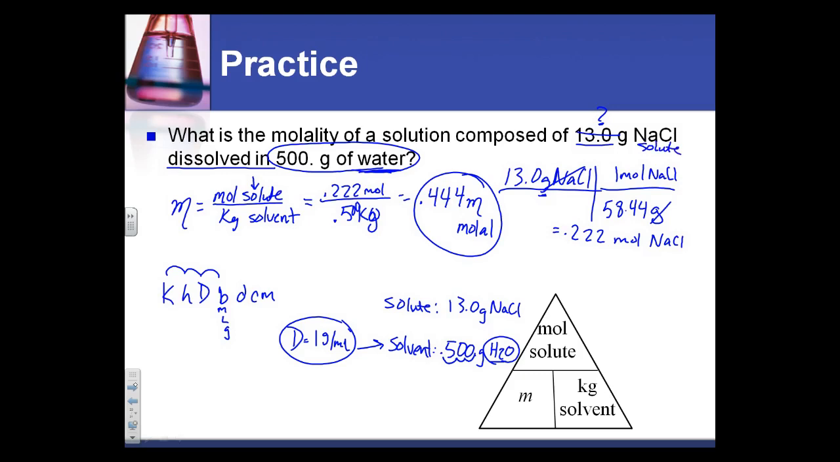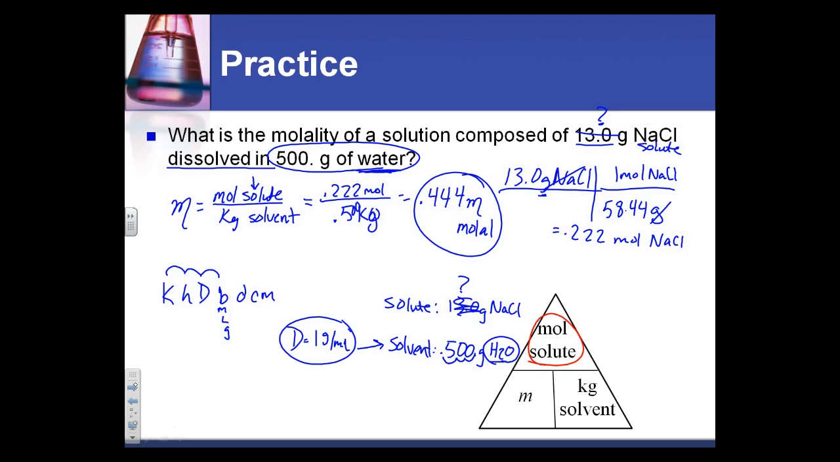Identify what your solute and your solvent is. In this case, my solute would be how many grams of that sodium chloride. So I'm going to be solving for my solute. If we go back to the problem, my solute is going to be expressed in moles. So when I do this calculation to solve for my solute, the answer will come out in moles.